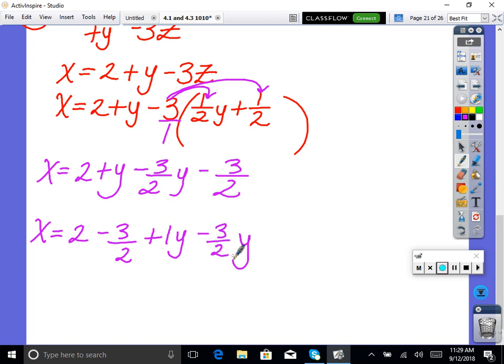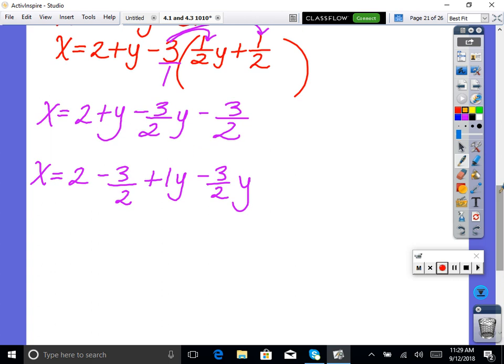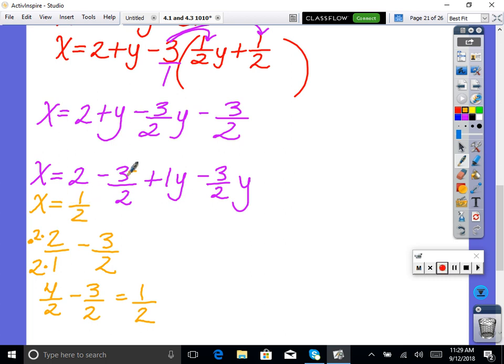So now we need to do our fractions again, and once again, keeping a positive mindset. So I'm just putting the things that are alike by each other. So then saying, okay, I can add fractions. That's 2 over 1 minus 3 over 2. I need a common denominator. So I need to multiply by 2 over 2, which would be 4 over 2 minus 3 over 2. Therefore, I can combine the numerator, which is 1 over 2. So we have x is equal to 1/2 for that.